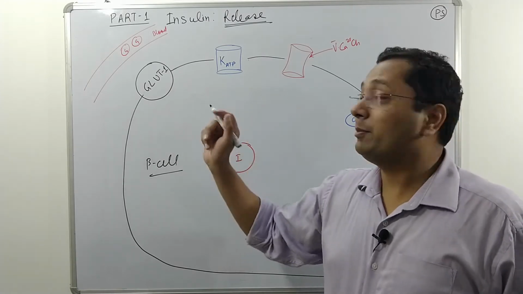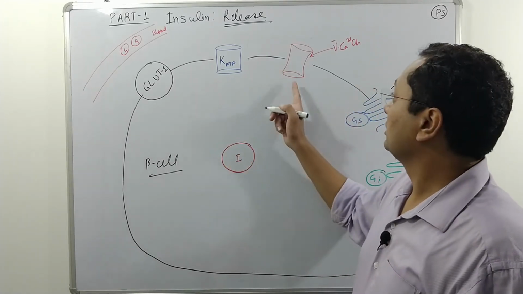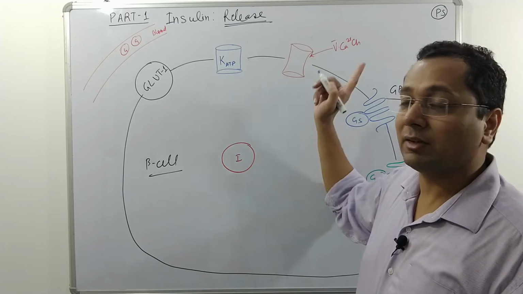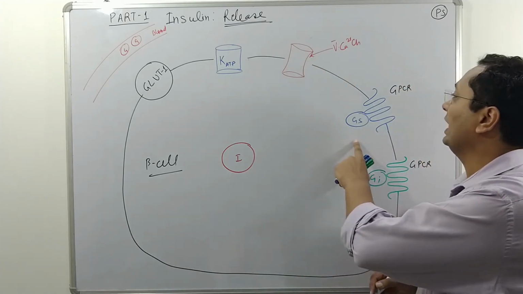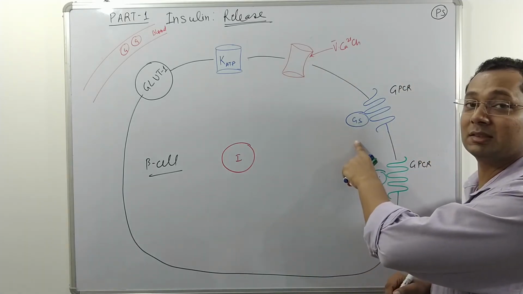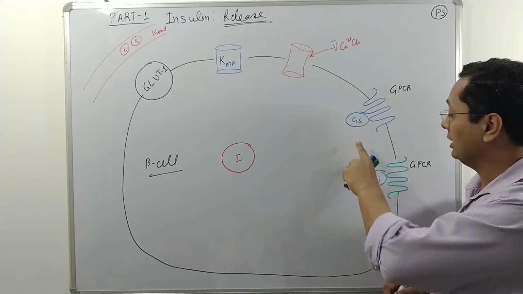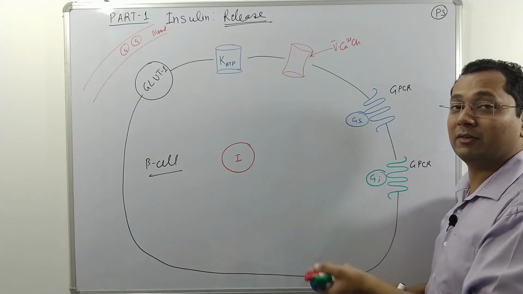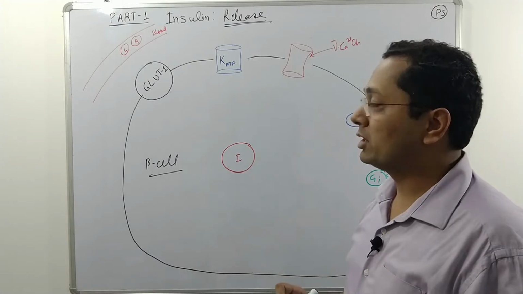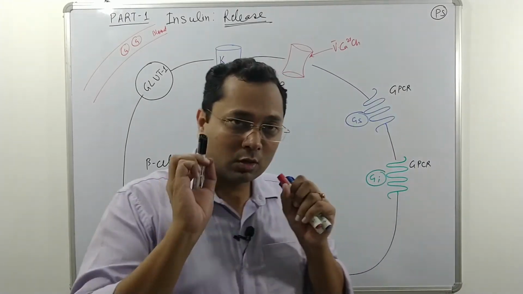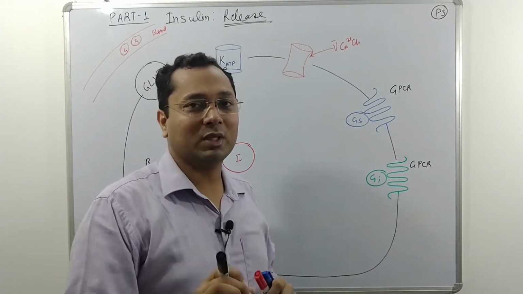Next, we have ATP sensitive potassium channels. Then we have voltage sensitive calcium channels. Then we have the GPCR coupled to the Gs adenylyl cyclase pathway, and the Gi negative adenylyl cyclase pathway, and this is stored insulin. So now we will move one by one, step by step.